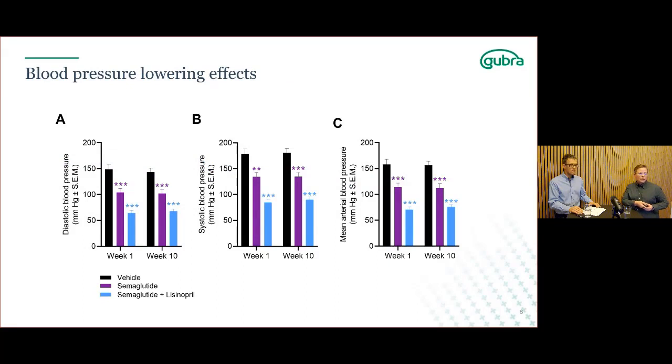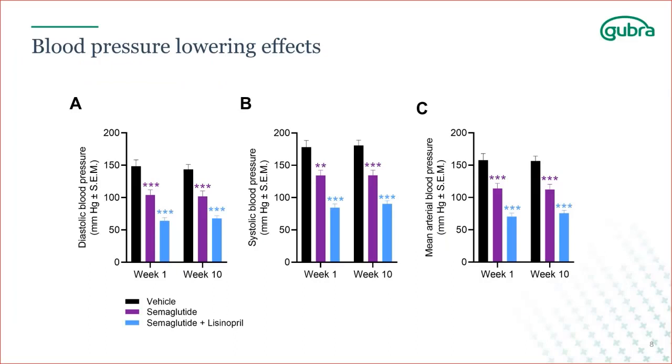From left to right, we are looking at diastolic, systolic, and the mean arterial blood pressure in the mice. These blood pressures were measured 1 week after we initiated the dosing, so that's a subchronic effect. We have a really nice blood pressure lowering effect of semaglutide, and also in combination with lisinopril. What I also think is really interesting is that this effect lasted throughout the study. So it's not just an acute effect, but the effects really maintained throughout the entire study period.